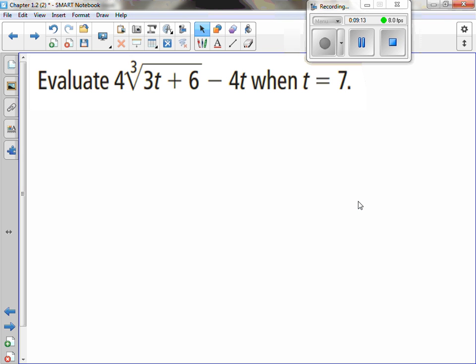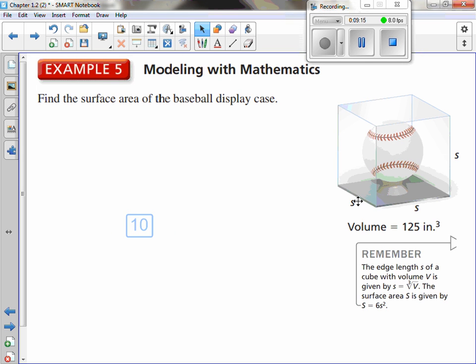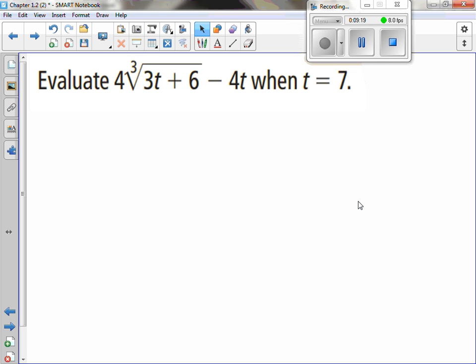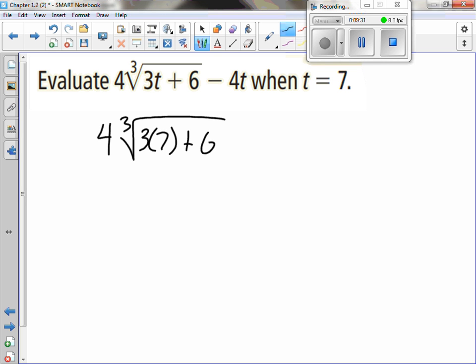So let's do, I think we have 1, 2 more, and then we've got some modeling real life problems. So this one here, if you want to, you can pause, work it out, and then see if you got the same answer as I did. But if you're working it together with me, we're going to do 4 times the cube root of 3 times 7 plus 6 minus 4 times 7.